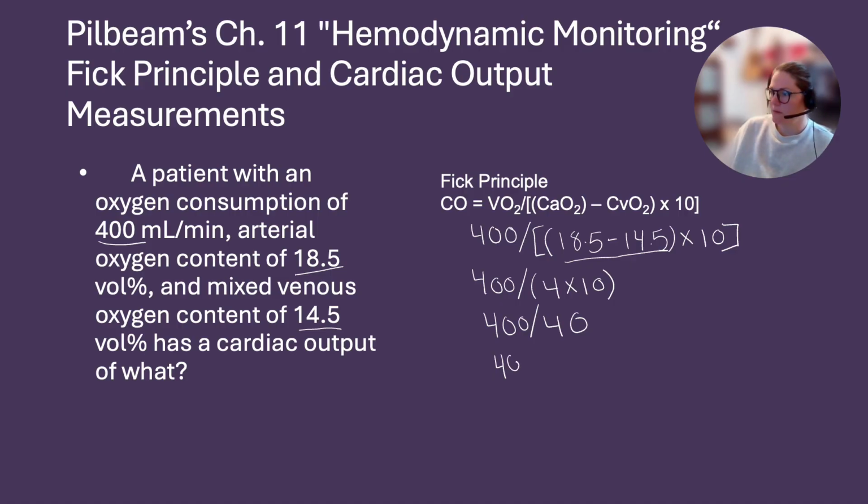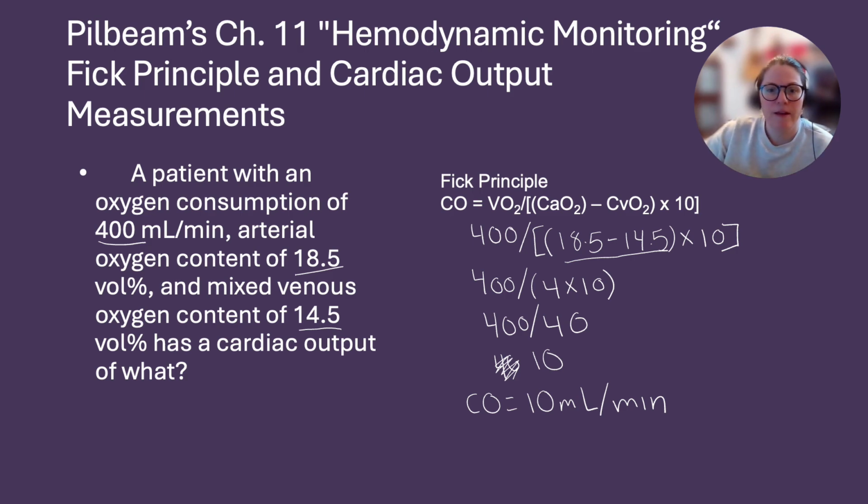So, 400 divided by 40 is 10. So our cardiac output using the Fick equation is 10 milliliters per minute. And there we go, guys. We use the Fick principle.